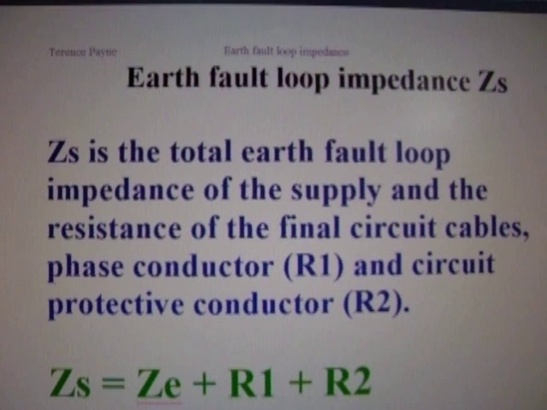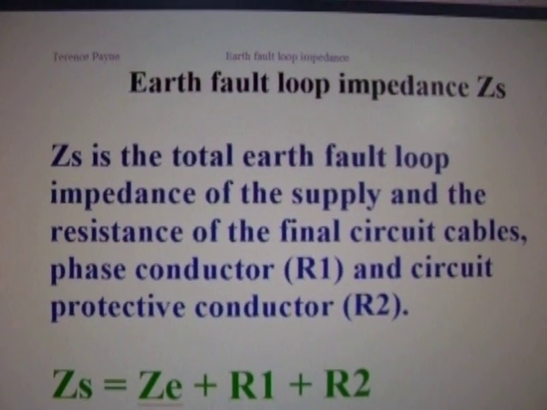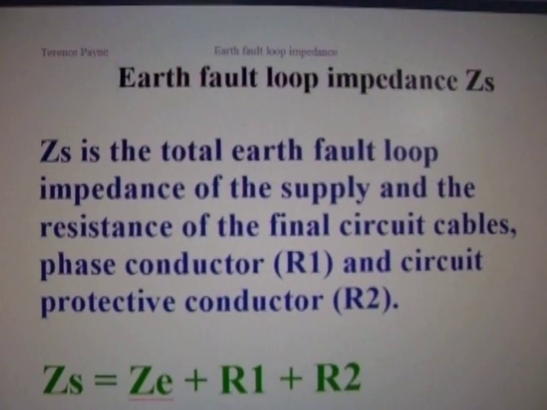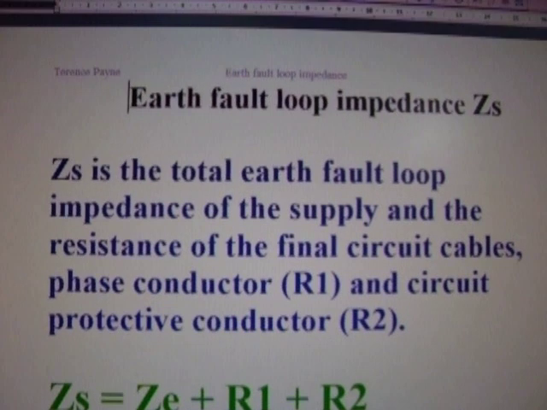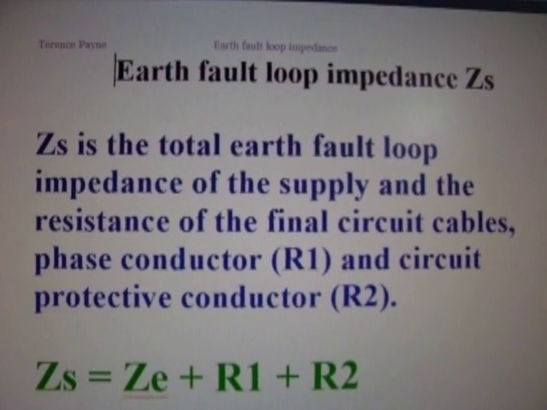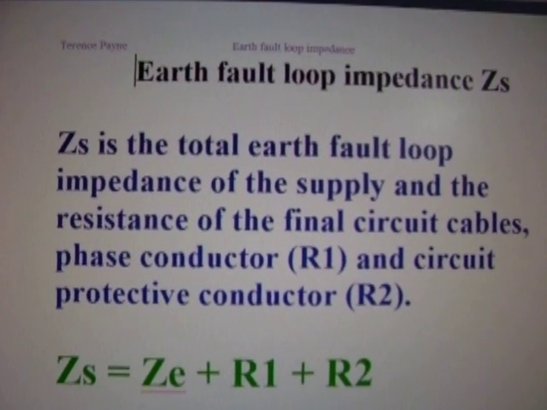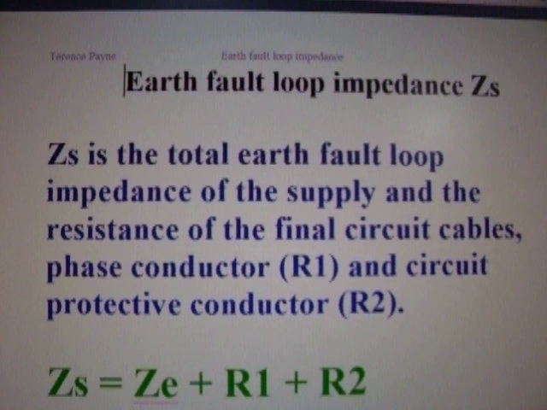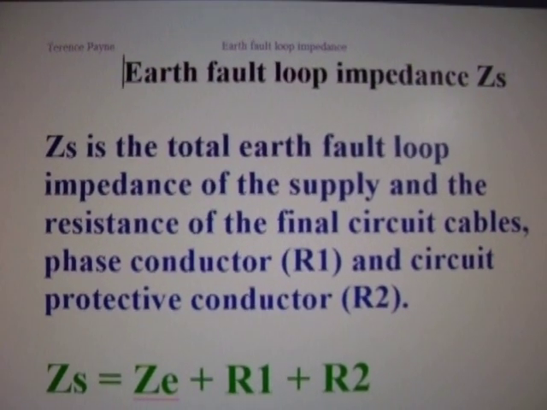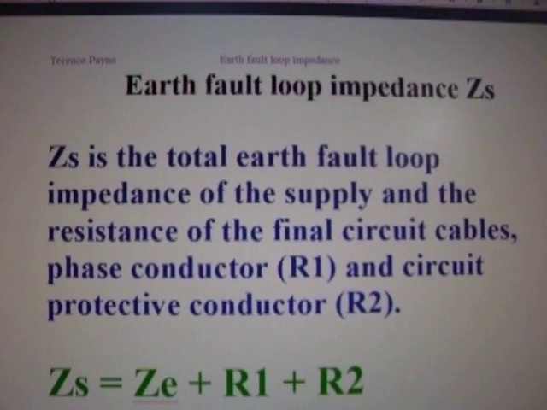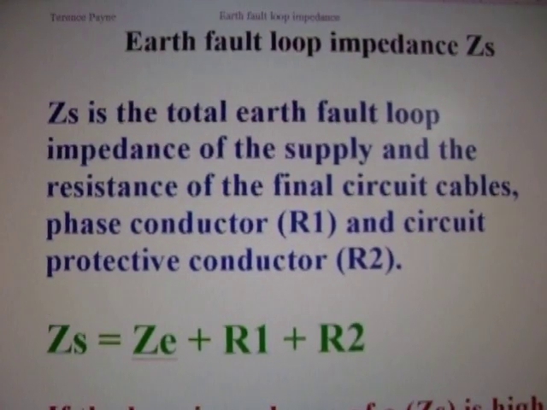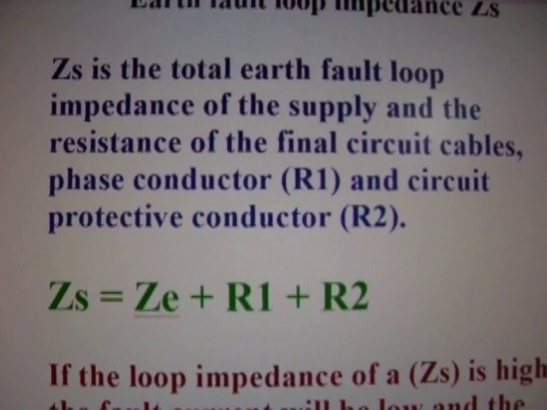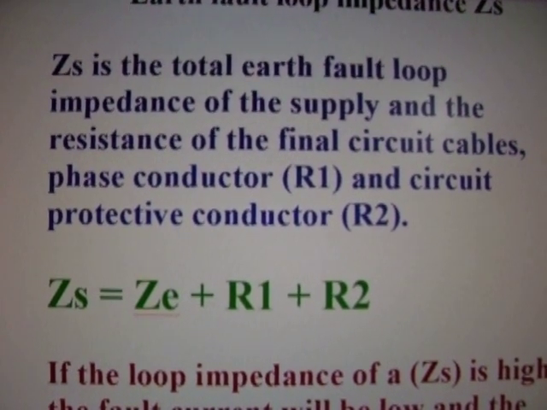Now again here, I don't need to be doing a lot of talking. It's quite self-explanatory. You need to read the text as it's given. Don't sit there thinking you can just glance through it. You need to know what it's asking you for and how it's being applied. Now here you have ZS equals ZE plus R1 plus R2.